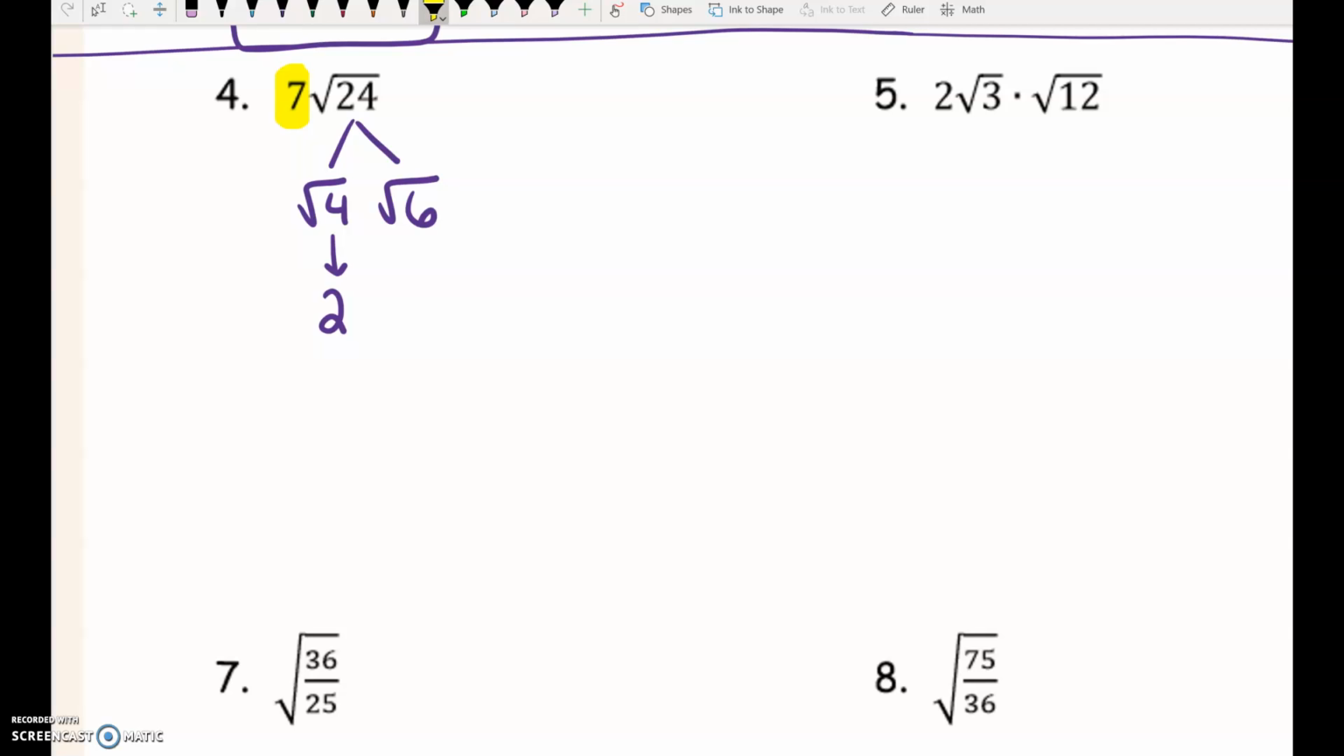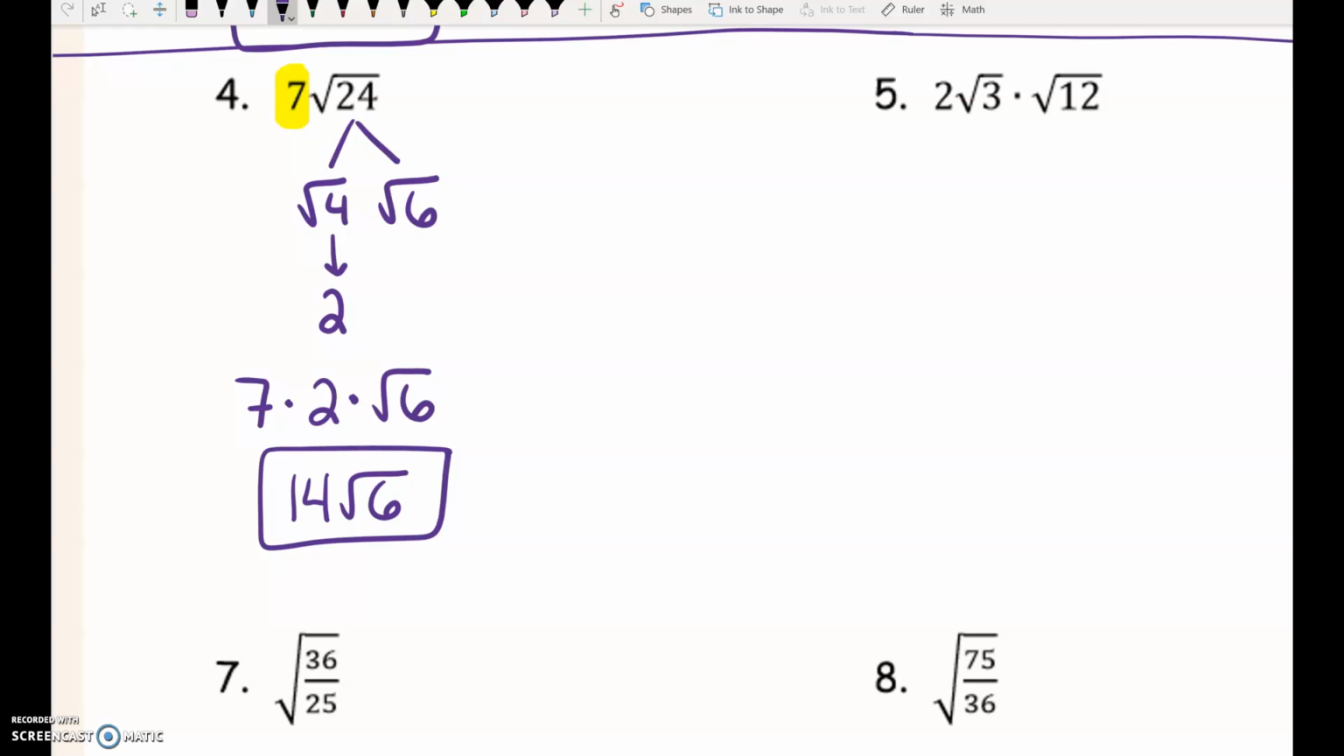Now we need to think about everything that we have. We still have the 7 from up above, and we have the 2, and we have the square root of 6. The square root of 6, that 6 is known as a radicand. The 6 is a number that is stuck under a radical symbol. You can't multiply the 6 times anything else unless it is also stuck under a radical. 7 and 2 are both whole numbers or integers. You can multiply those together. So 7 times 2 is 14. We have 14 times the square root of 6.